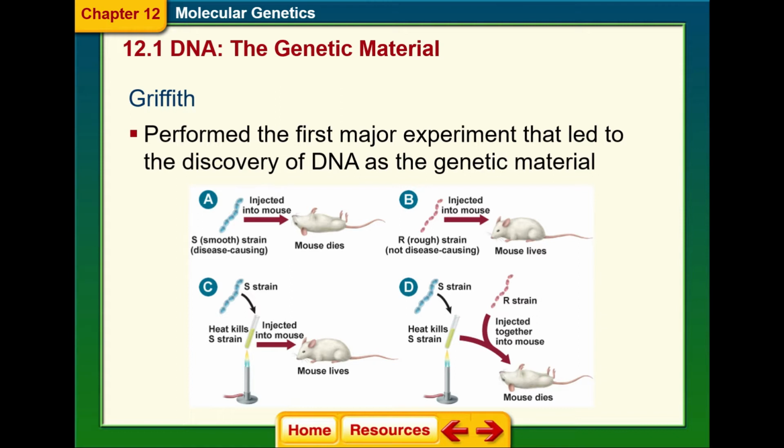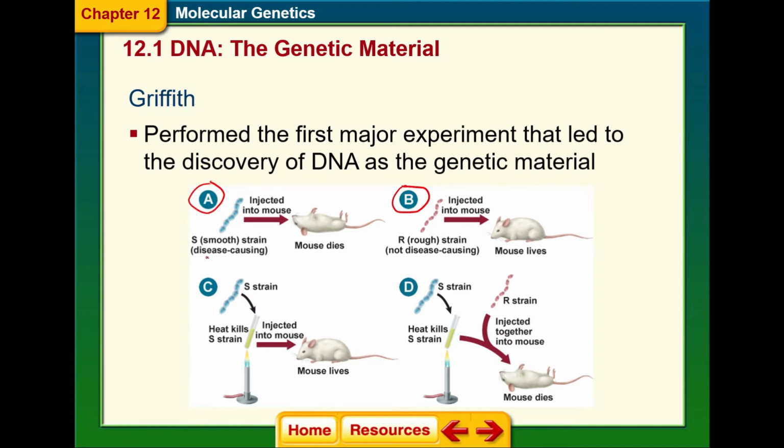So this experiment used two strains of bacteria, the S, which is the smooth strain, and that was disease causing. It wasn't able to be fought off by the host mouse's immune system. So injecting a mouse with just a smooth strain of the bacteria, as in section A right here, would cause the mouse to die. There was also the R strain, which is the rough strain, and this one is able to be fought off by the host mouse's immune system. So if you inject just the R strain here, the mouse will live.